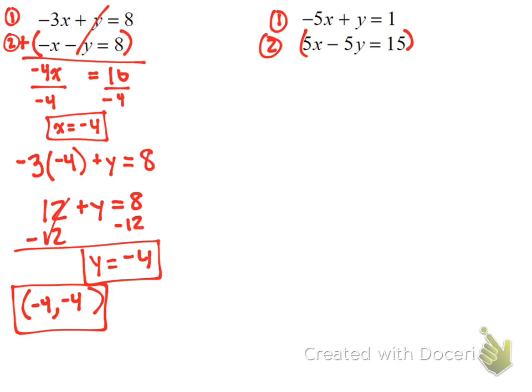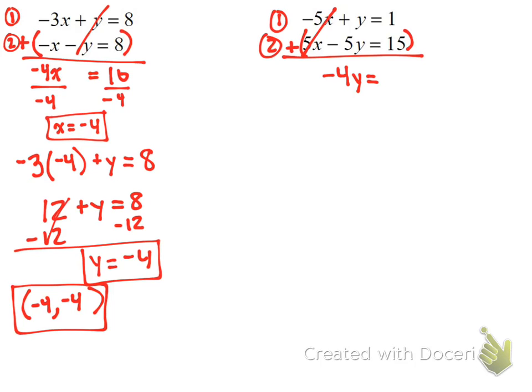Which variable do I want to eliminate? I think it's going to be the x's because there's negative 5x here and there's positive 5x here. So what do I need to do to get negative 5x to 0? Well, I think I'm going to have to add 5x, right? So negative 5x plus 5x looks like it'll cancel out. So when I do that, I notice it does cancel out. Negative 5x plus 5x is 0x. It's eliminated. Then I go positive y plus a negative 5y is going to be negative 4y. Bring down the equal sign.